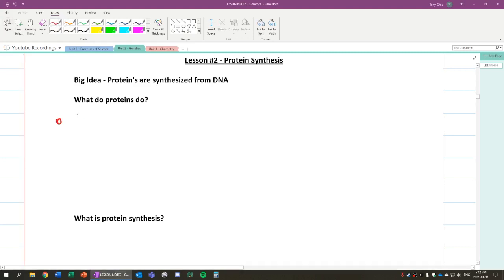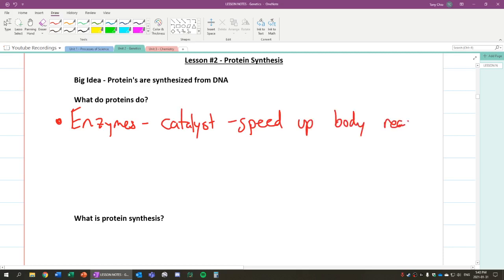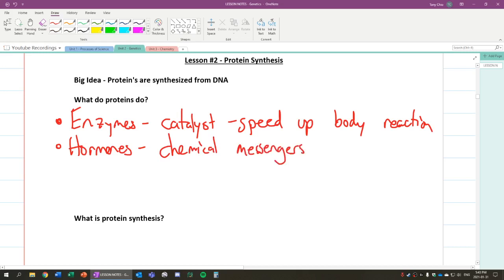The first thing is proteins have many functions. For example, they can be what we call enzymes. Enzymes are catalysts. They speed up our body's reactions. For example, we have stomach enzymes that speed up our digestion. We also have hormones, which are our body's chemical messengers. We also have muscle contractions, and another one, such as structure. There are many more than that, but proteins make up a lot of our body.